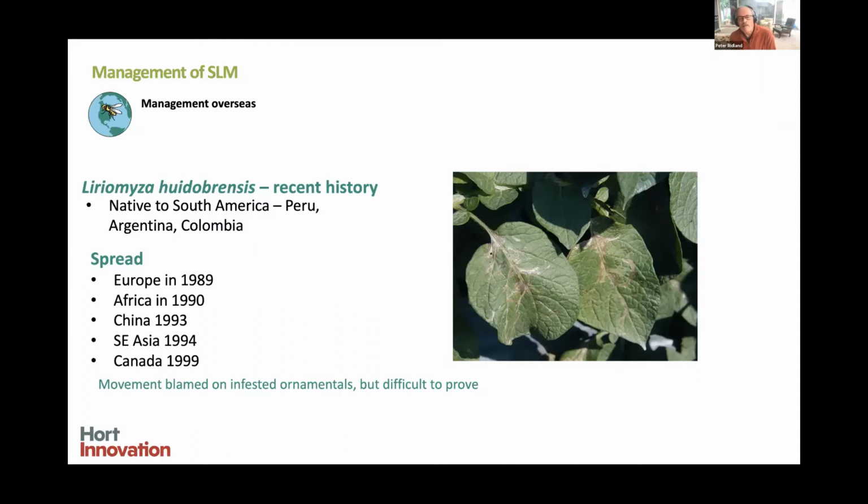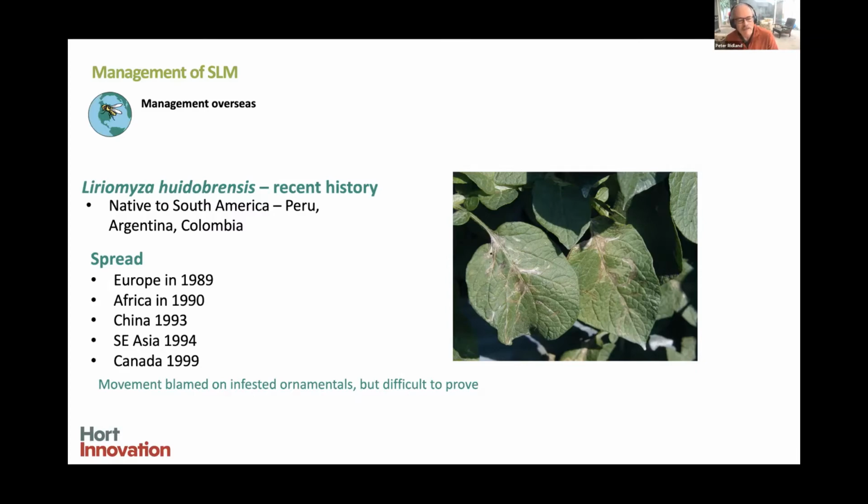It was found in Africa for the first time in 1990. But particularly in Kenya and South Africa, around the turn of the century, it became really important. In Kenya, it's a dominant leaf miner now. 95% of the Agromyzidae leaf miners in their vegetable crops are Liriomyza huidobrensis, and that's from lowlands right through to the highlands. There was spread from China and Southeast Asia in the mid-90s. Even Canada received it for the first time in '99. In their glasshouses in Ontario, they believe it came from ornamentals that came from Costa Rica.